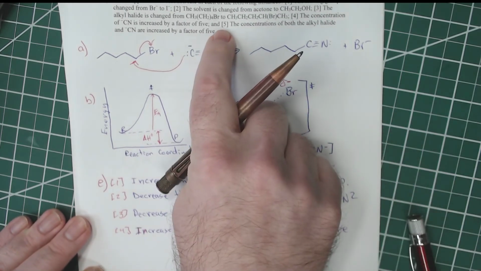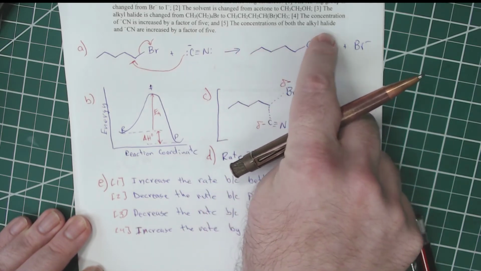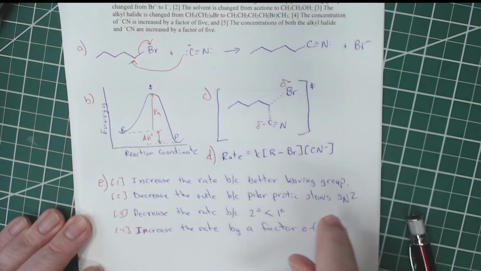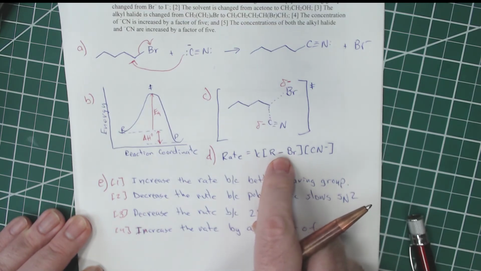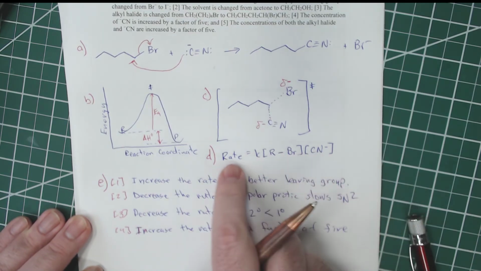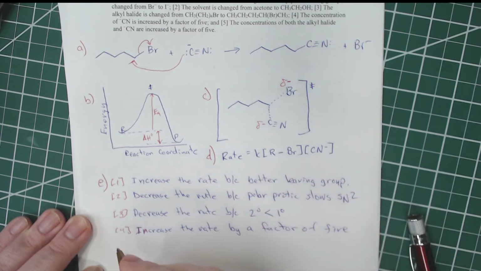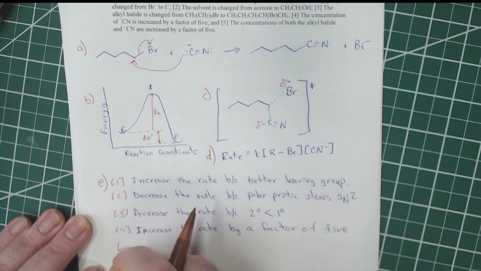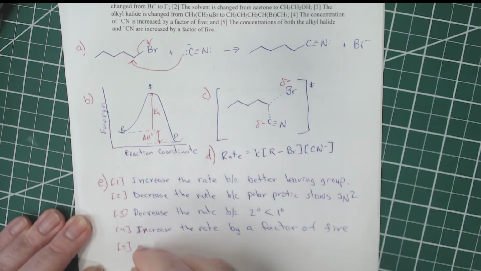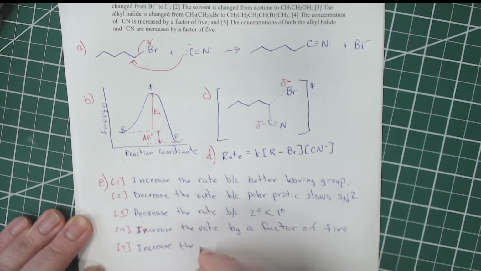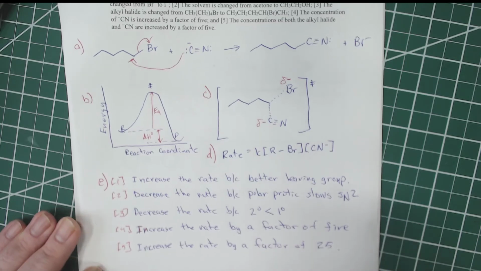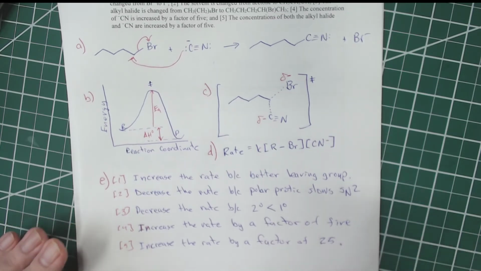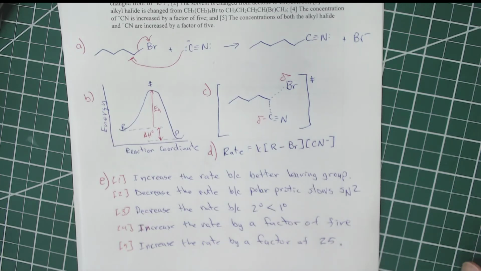All right, for 5 it says the concentration of both the alkyl halide and the cyanide are increased by a factor of 5. Well, if you increase this by a factor of 5 and this by a factor of 5, you're going to increase the rate by 5 times 5, so you'll increase it by a factor of 25. And that is a pretty significant increase.